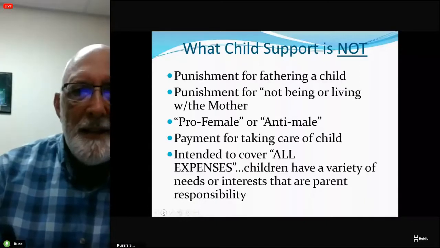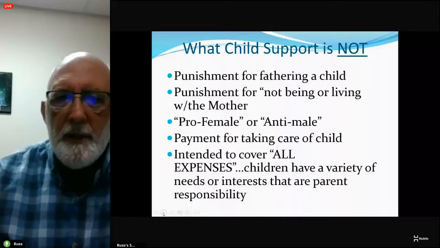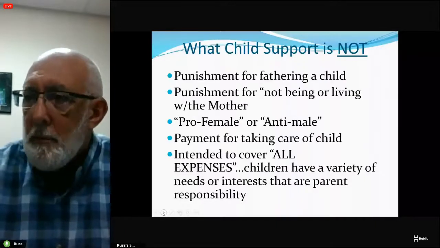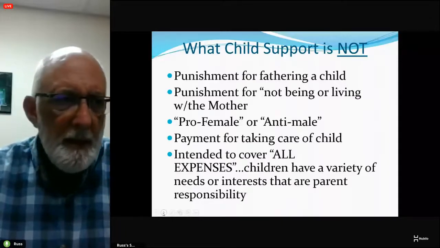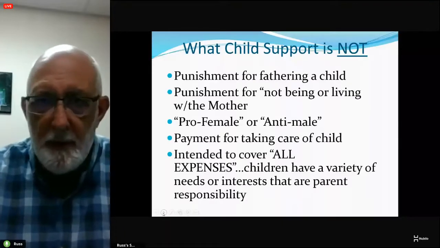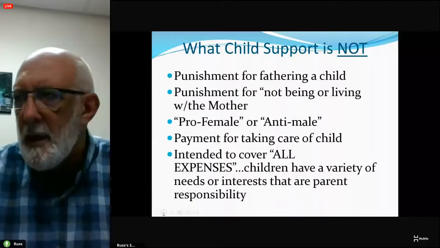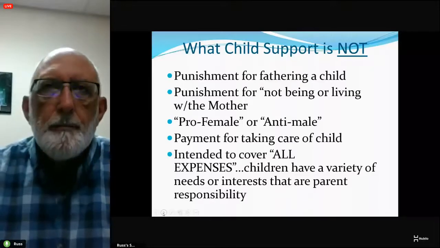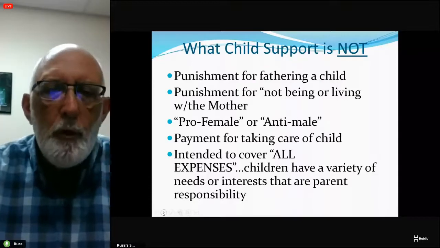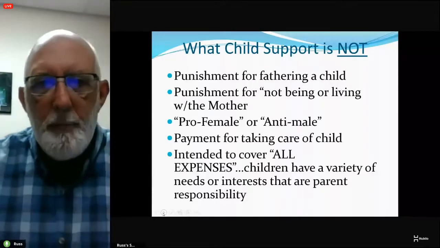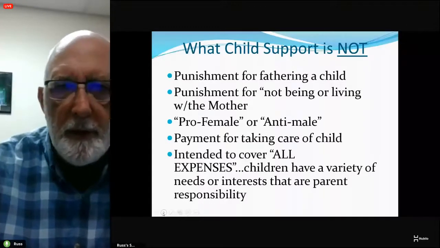It's not intended to cover all expenses. Children have a variety of needs and interests. My kids played softball. They played soccer. I had daughters. One of them was into baton twirling. One was into gymnastics. There's a lot of activities. So the court really hopes and focuses on both parents being actively involved and sharing those expenses for extracurricular activities.